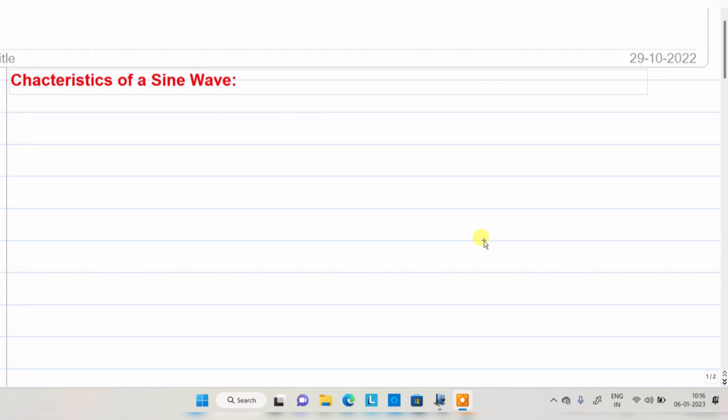Hi everyone. Next we are moving to the characteristics of sine wave. In this particular topic, we consider some particular waveform. That waveform we can decide is a sine wave or not with the help of these characteristics. Let us discuss those characteristics. Before that, I will draw the waveform.